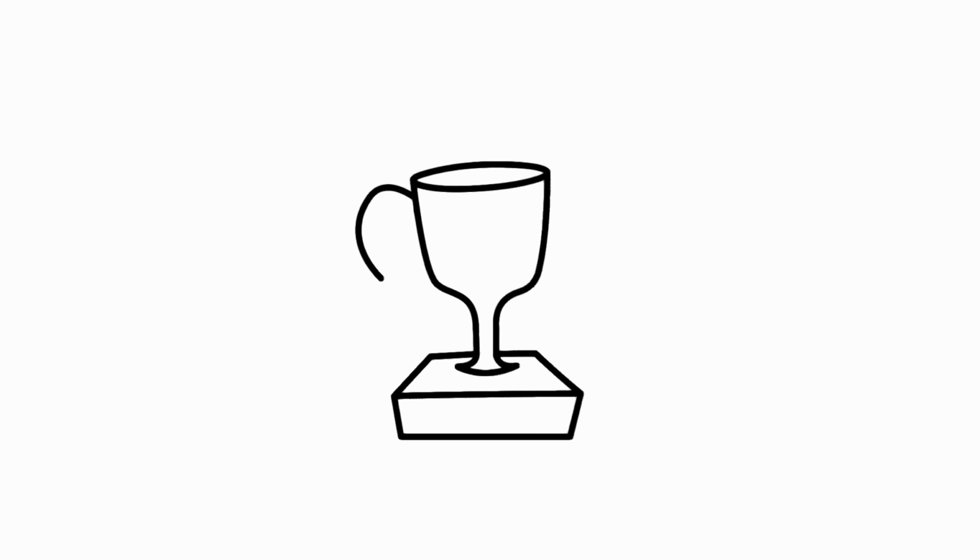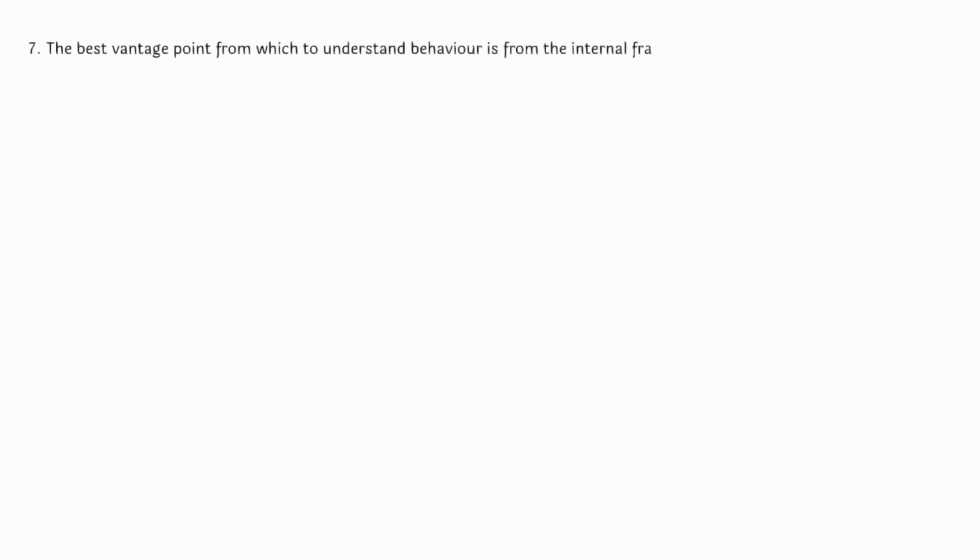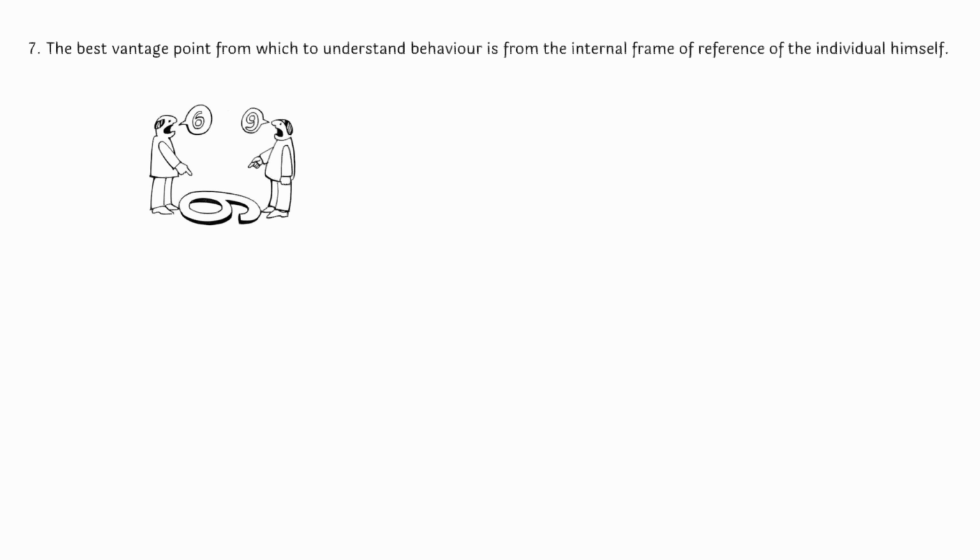Okay, we've made it to the last proposition for part 1 of the videos on the 19 propositions. So well done for making it this far, and I think hopefully it should be quite a straightforward one to finish this section. So proposition 7 states, "The best vantage point from which to understand behaviour is from the internal frame of reference of the individual himself."